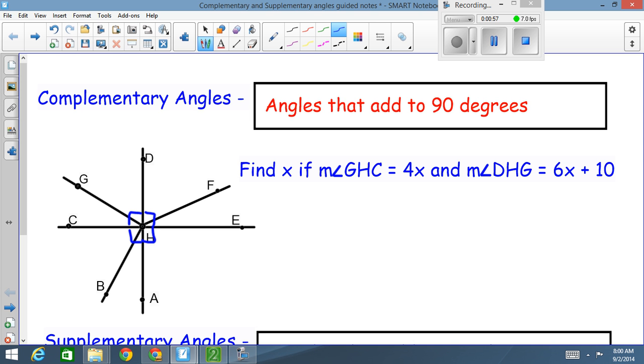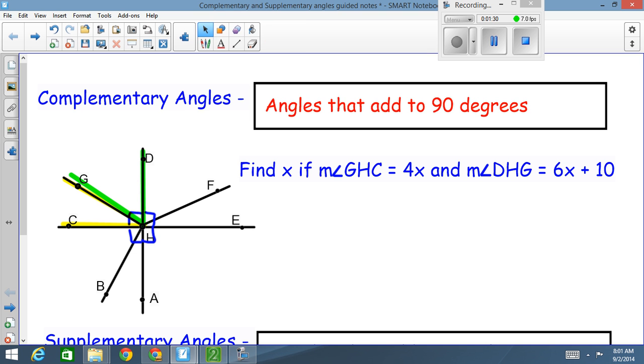So in this particular case, it says to find x if the measurement of angle GHC is 4x. So let's first find where GHC is. Start at G, go through H, and finish at C. So that would be the yellow angle there. And the measurement of angle DHG is 6x plus 10. So start at D, go through H, and finish at G.